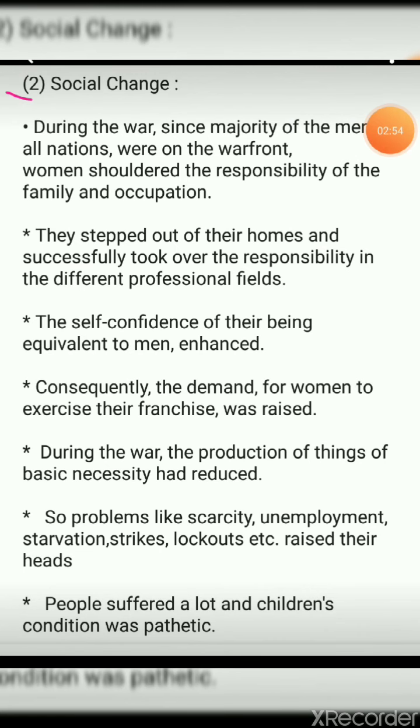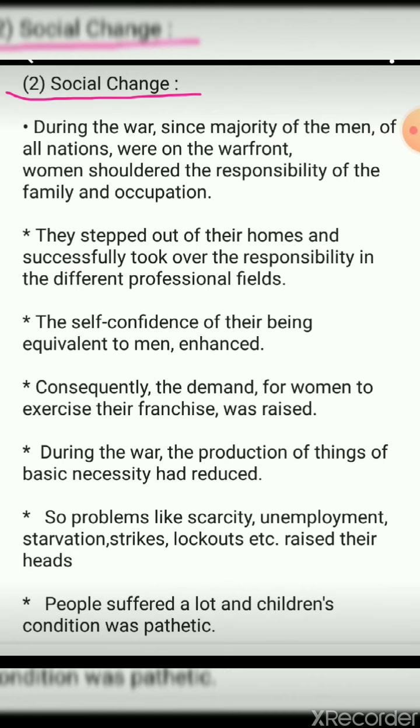Okay, now we'll move on to the second topic, that is the social change. We have seen the first one, that is the destruction of man and material. Now we'll see social change. What is social change over here? The change that happened in the society. Some change has been seen in the society, that is social change.